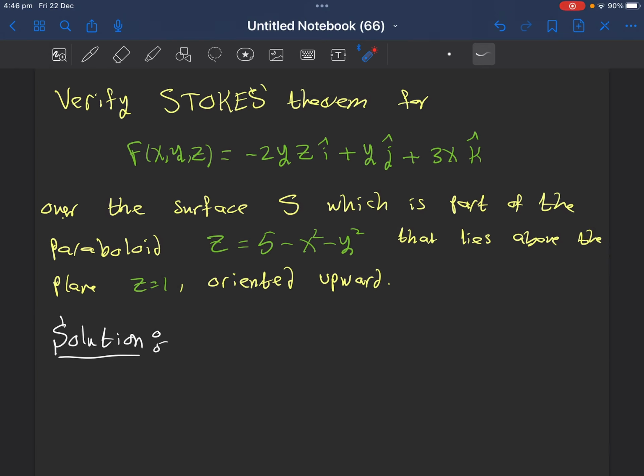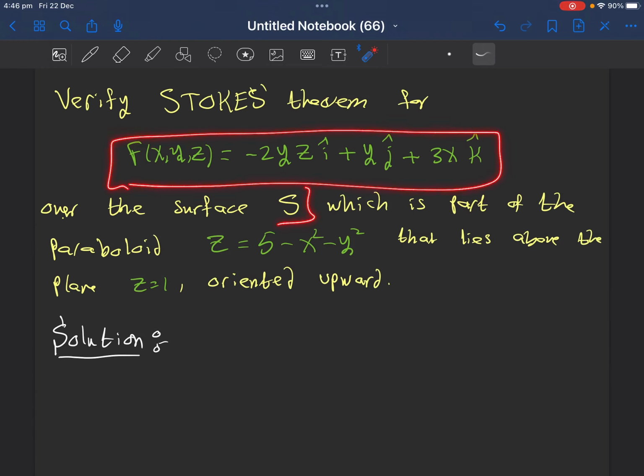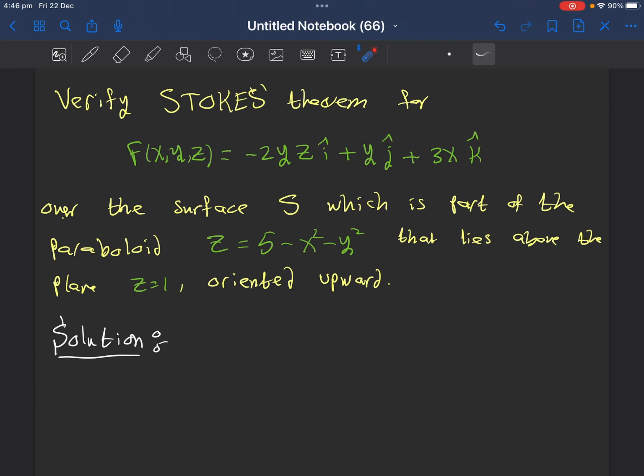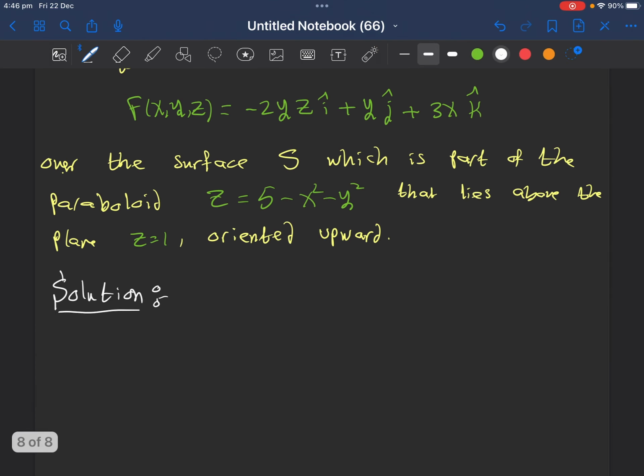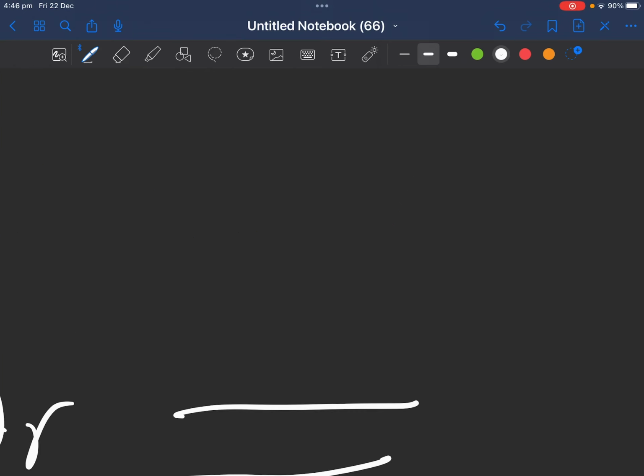Hello student, and welcome back to Stokes theorem in Calculus 3. In this video, we would like to verify Stokes theorem for this vector field over the surface S. So if we have to verify Stokes theorem, first of all, if we write Stokes theorem as it's given to us, this is the integral of f dot dr by Stokes.